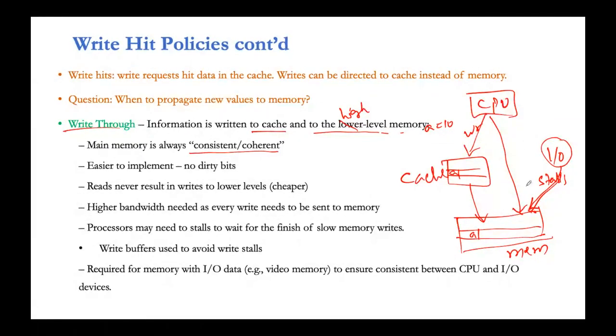Because of this, the main memory will always be consistent, or coherent, with the data in the cache. So it is easier to implement. There are no dirty bits, and reads never result in a write to the lower level. But a higher bandwidth is needed, as every write needs to be sent to the main memory. The processor may need to stall to wait for the slower memory writes to finish.